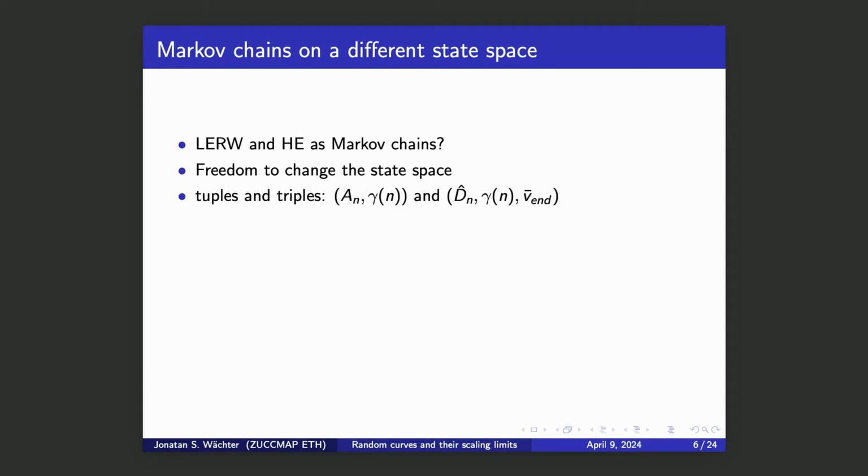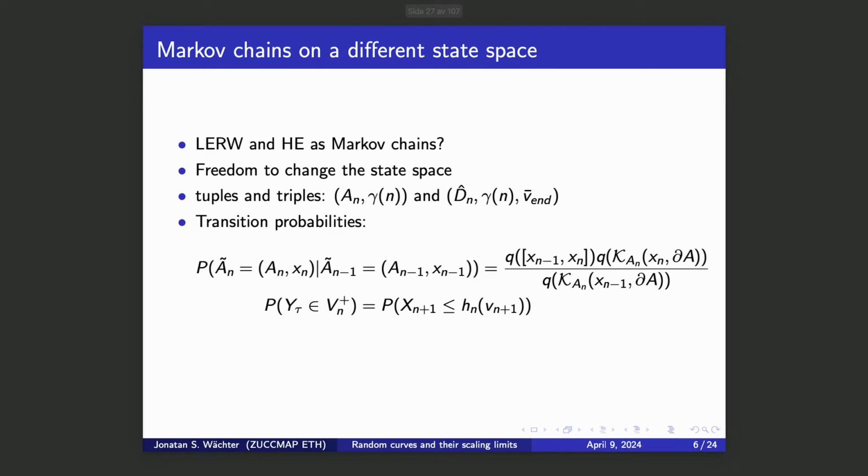So a tuple of a mark domain, they call it, in the case of loop erased random walk. So here AN is the original domain where we cut out the path that has already been taken by the loop erased random walk. And in the case of the Harmonic Explorer, it's a mark domain where we have something very similar, but we also append the ending point. And that then implies exactly all the information we need, how the boundaries are set up. And you can actually write down what the transition probabilities are in that case.